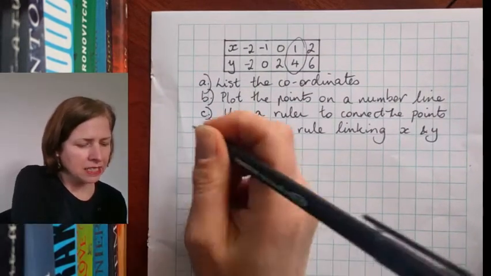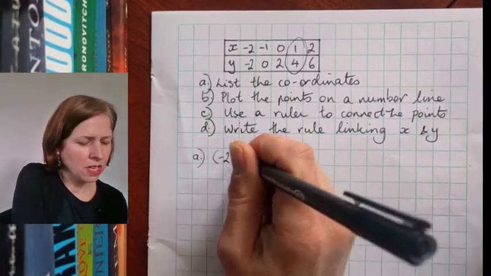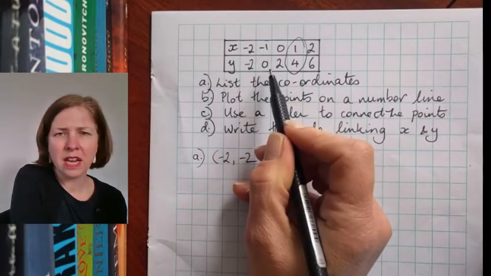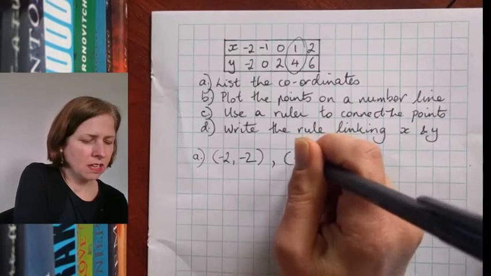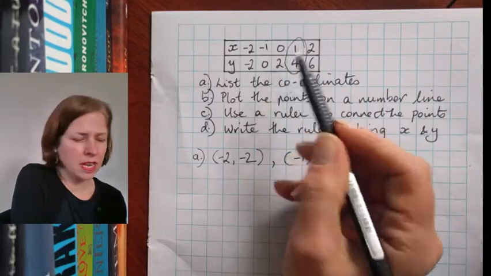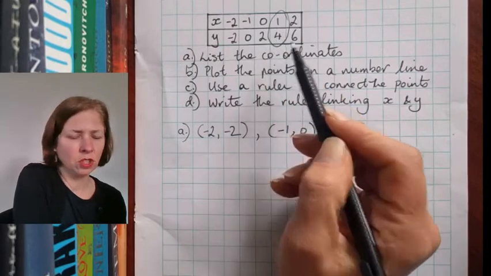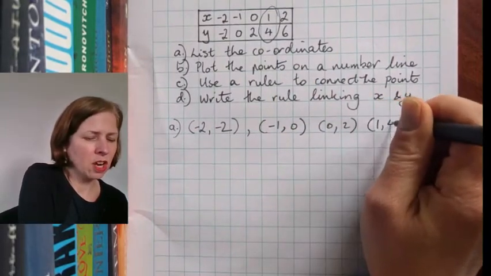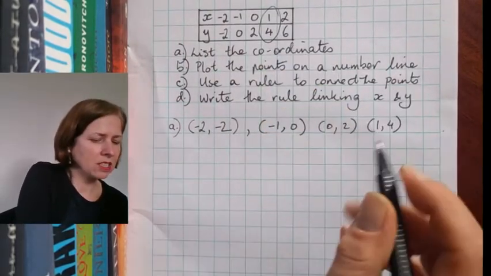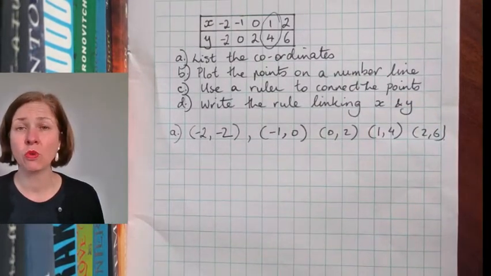So if I wanted to list all my coordinate pairs, this is what it's going to look like. I'm going to have -2, -2. That's the first one. Then here I've got x is -1 and y is 0. So -1, 0. The next one is x is 0 and y is 2. So 0, 2. The next one is the one I've circled, that's 1, 4. So each time the x value goes first and the y value goes second. And my last one is 2, 6. So I've just answered the first question, list all the coordinates.